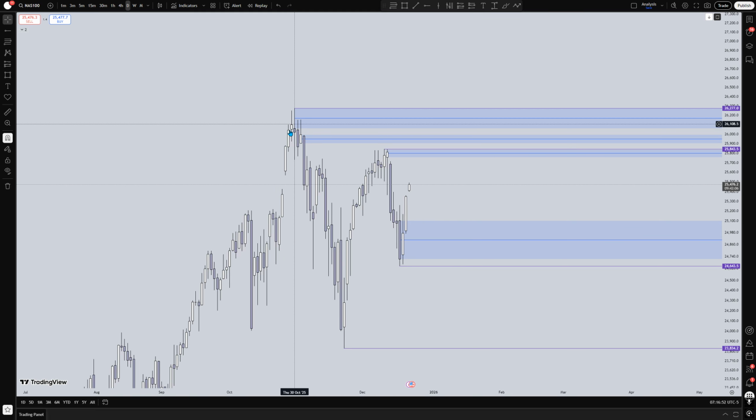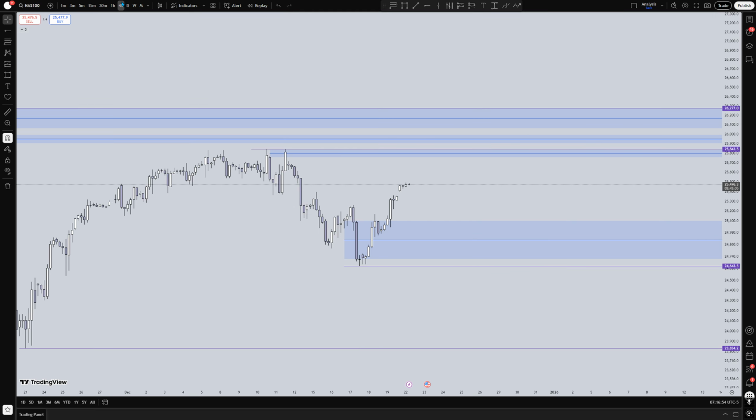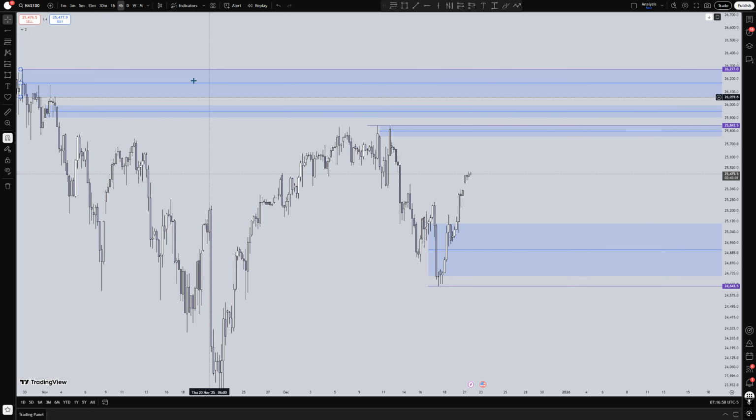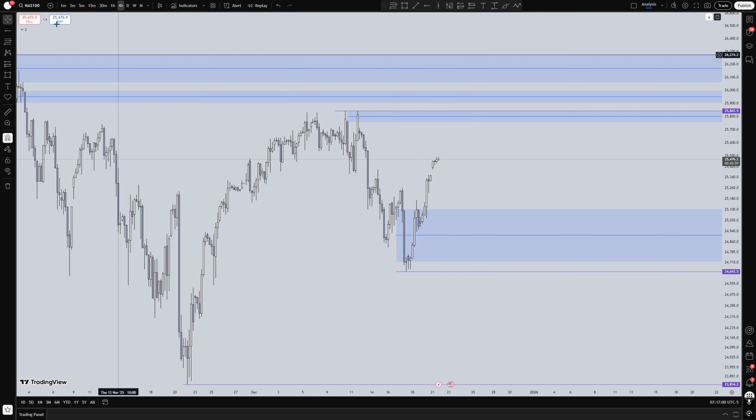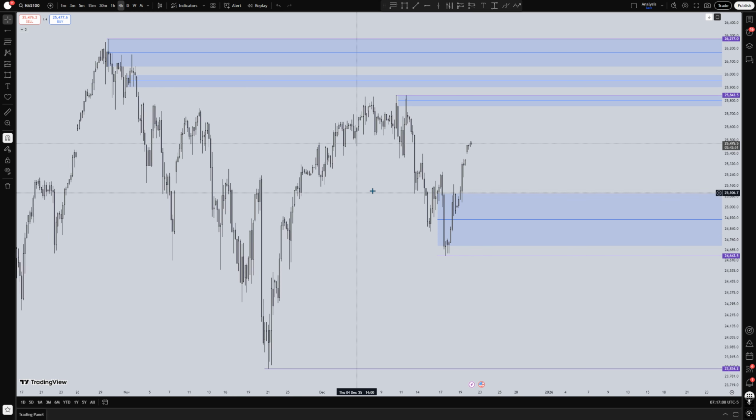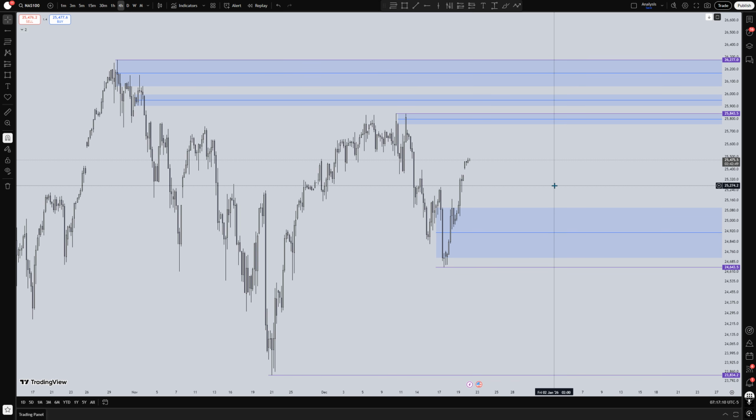Then what I do is I go in the 4 hour. I only decide my bias on the daily and the 4 hour. I don't go any lower than that, cause then that's lower time frames, right? And for bias, I don't think you have to use lower time frames unless you are a scalper, right?